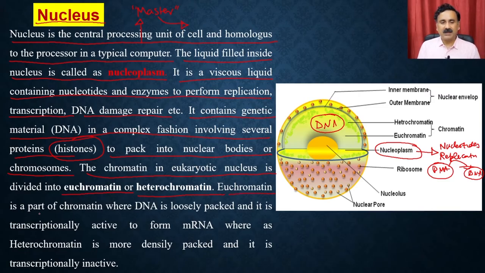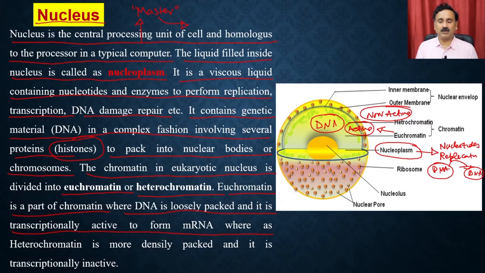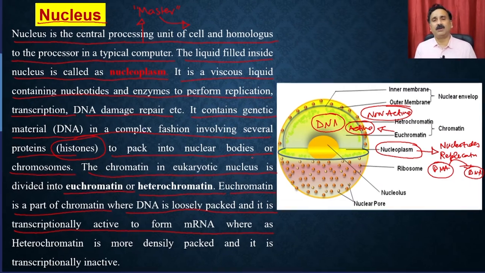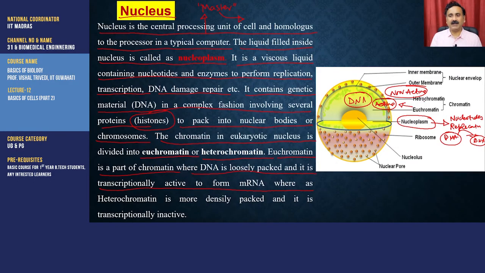Euchromatin is the part of the chromatin where the DNA is loosely packed and it is transcriptionally active to form the messenger RNA. So euchromatin is active, whereas heterochromatin is inactive, which means the eukaryotic cell has a mechanism so that it can make some portion of its genome active and some portion inactive. Why is it so? Because they don't want to expose their whole DNA to the cellular machinery as well as to different types of toxicants, and because of that, they can protect it.